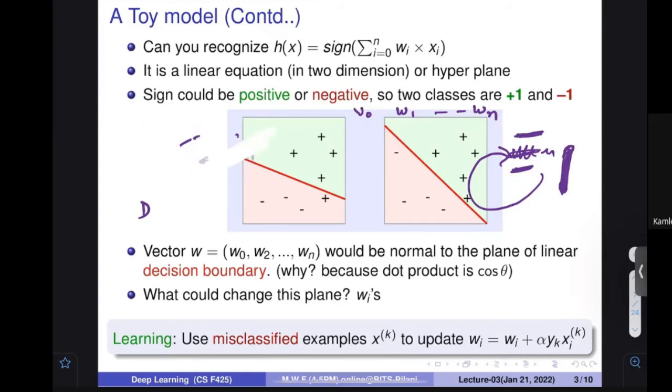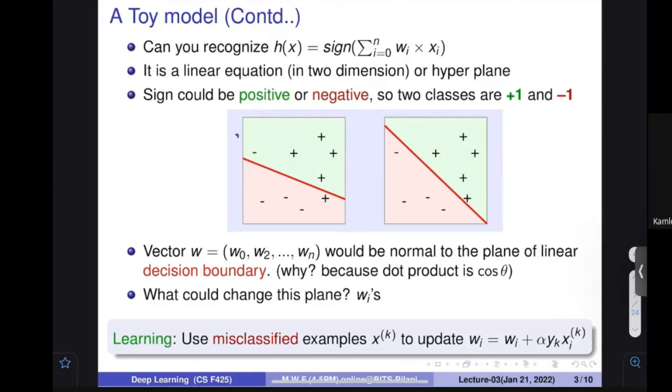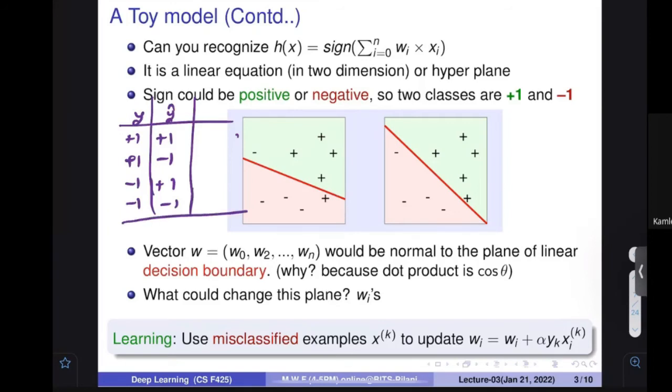All right, thank you. So let us try to understand why this thing is going to work for me. Let me say that there is the value of y, and the value of y hat that my model is giving. It could be plus one or minus one. If the value is plus one, my model could say plus one or minus one. For minus one, my model could say plus one, and it could say minus one. Whether this table is clear to everybody?